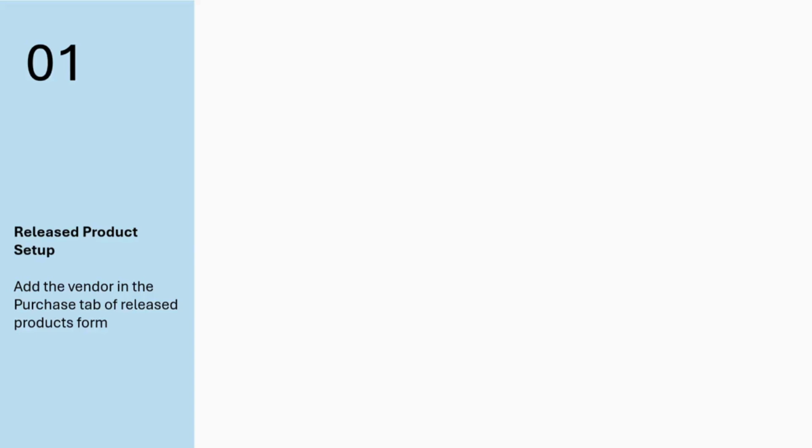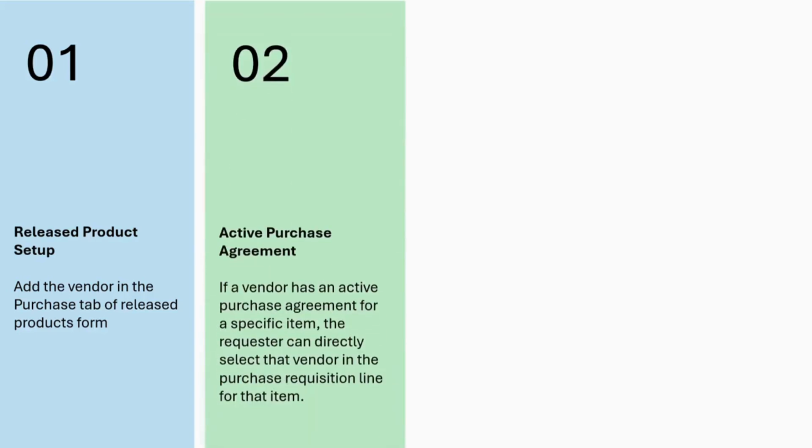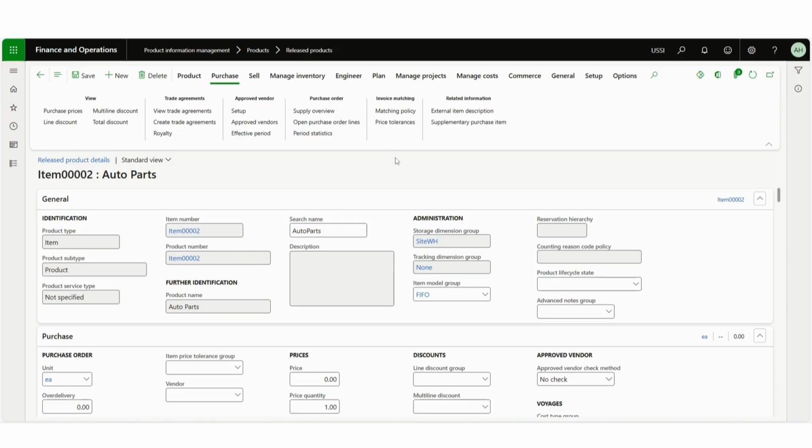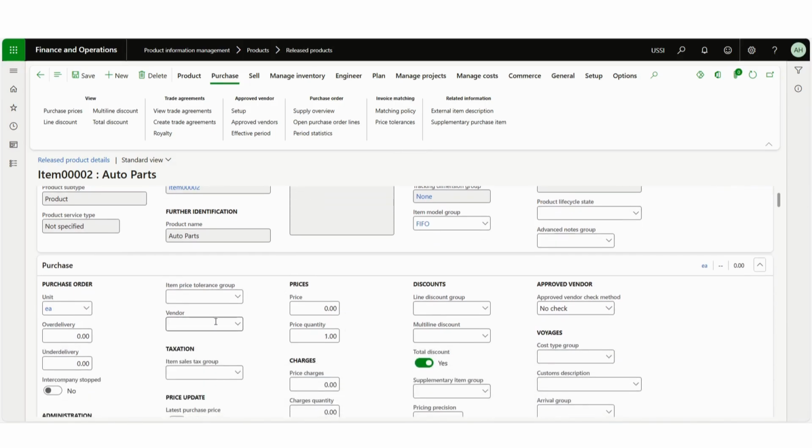The second option is using a purchase agreement. If a vendor has an active purchase agreement for an item, the requester can directly select that vendor while creating the purchase requisition. So let's see this case in Dynamics 365 F&O. I have created one item called auto parts. So there is no vendor and price added in the purchase tab.